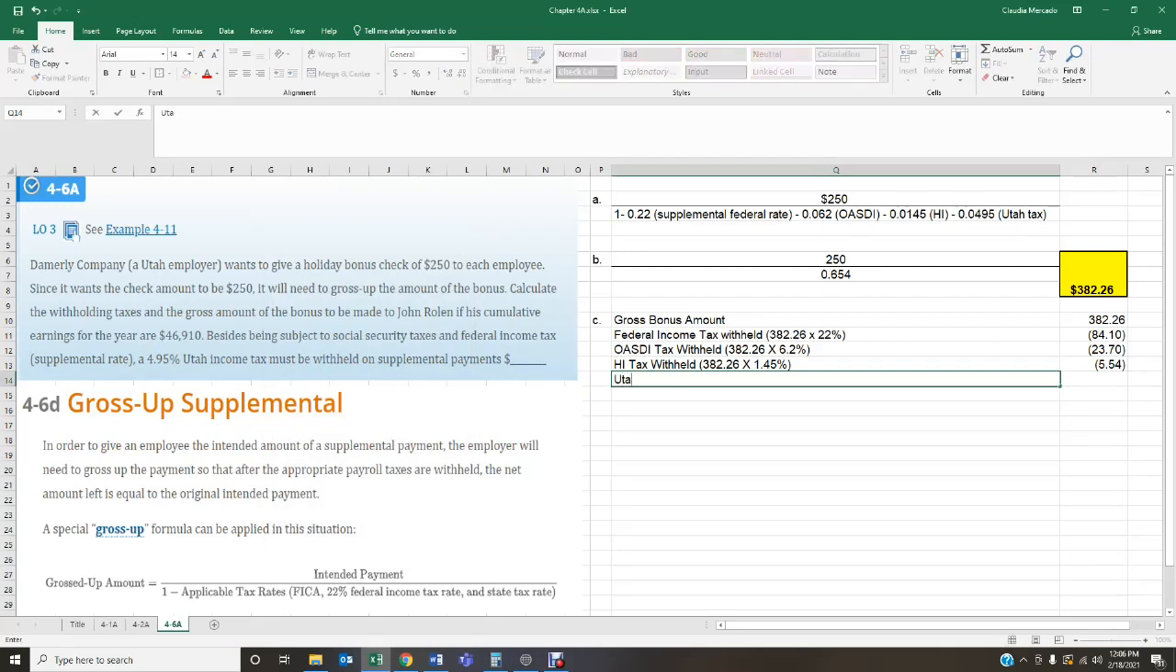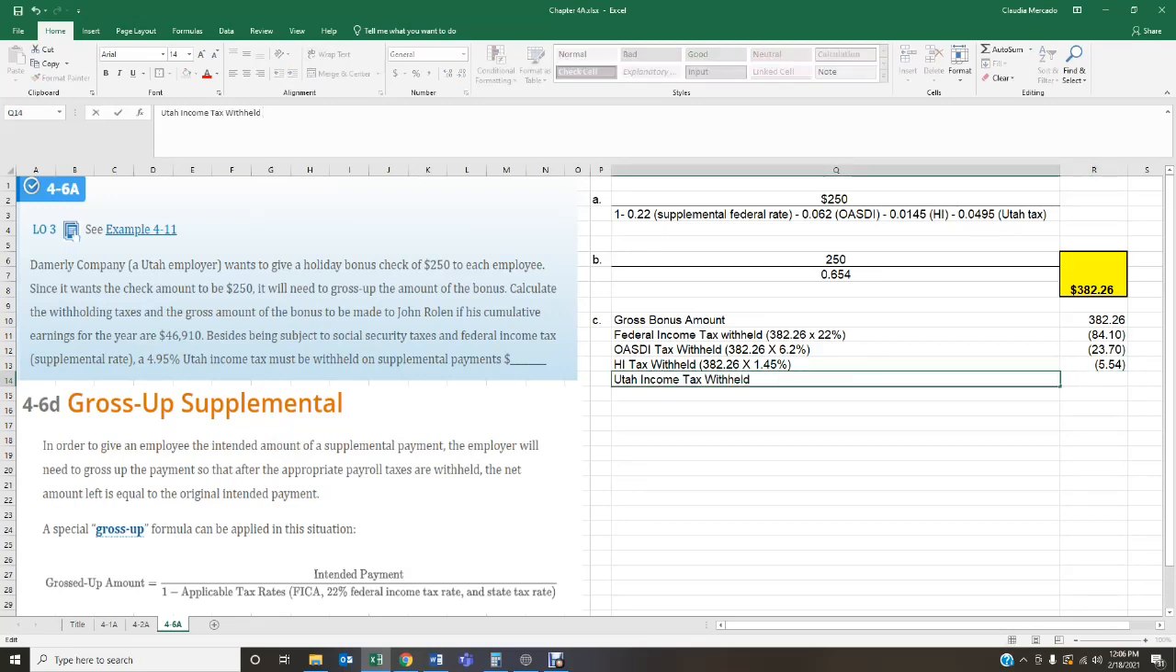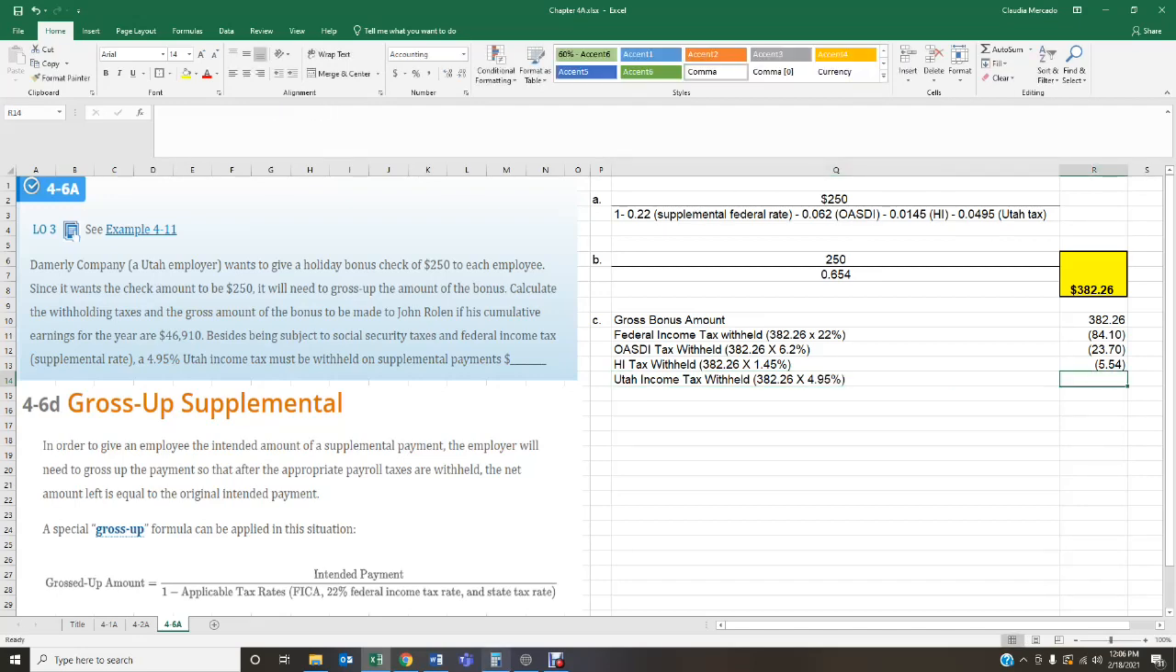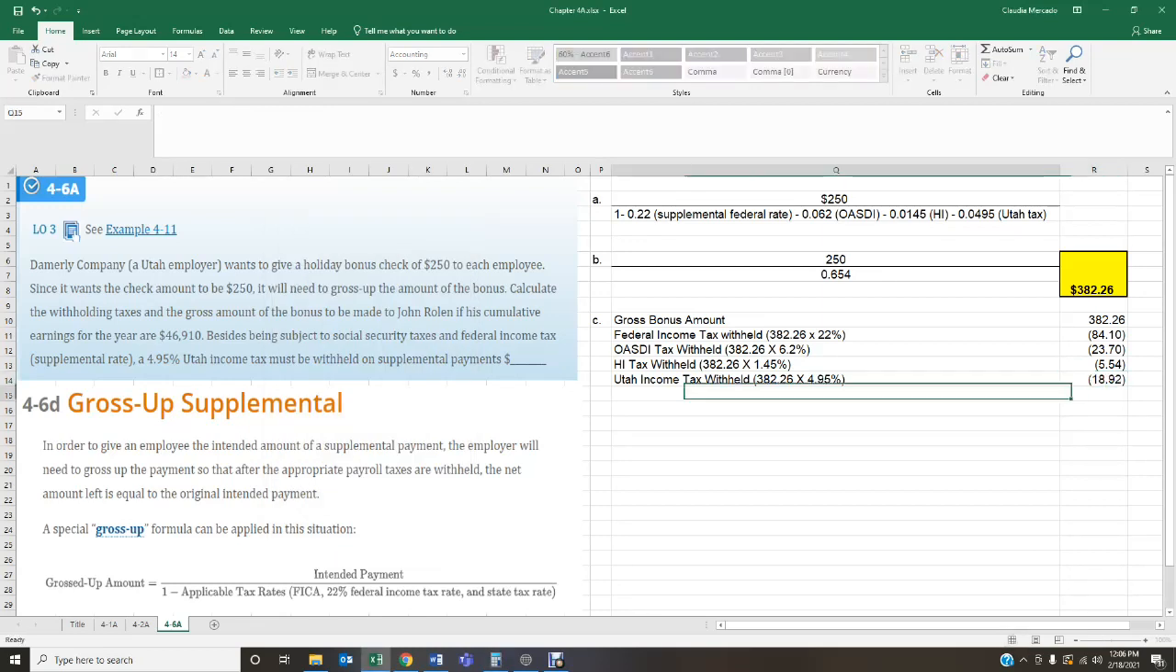And then we have the Utah income tax withheld. For the Utah income tax withheld, we have 382.26 times 4.95%. That gives me $18.92. Okay, so those are all of my taxes.